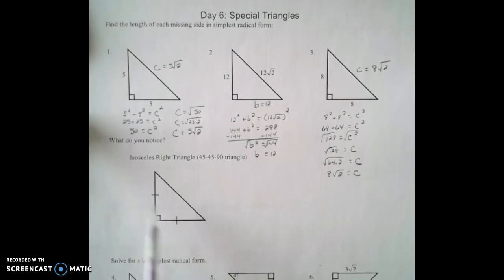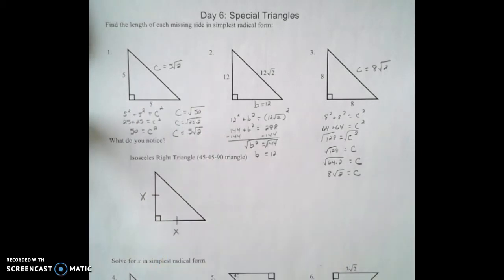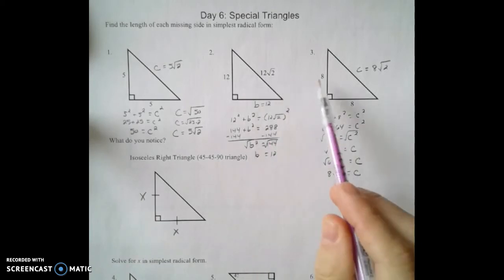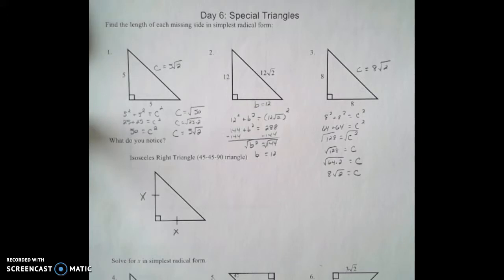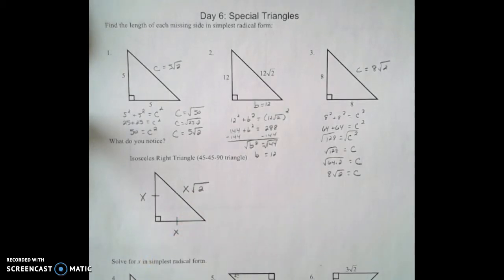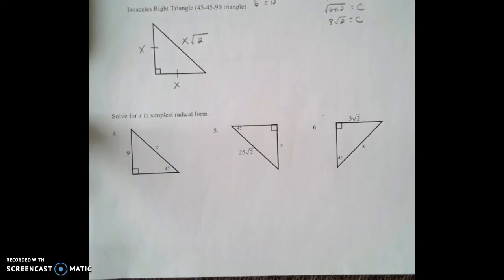Notice when these two values are the same, I can call them x and x. If you look for what the length of the hypotenuse is, look at the pattern here. 5, 5, 5 radical 2 was my hypotenuse. 12, 12, 12 radical 2 was my hypotenuse. 8, 8, 8 radical 2 was my hypotenuse. So when these two values are the same, x and x, the hypotenuse is going to be x times radical 2. What I want you to do underneath in examples 4, 5, and 6, based on the values given, is see if you can come up with the value of x, the missing side.